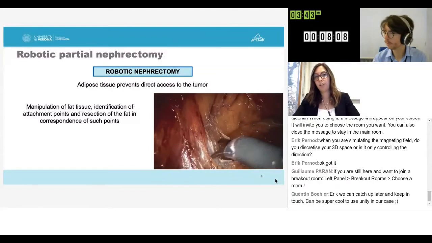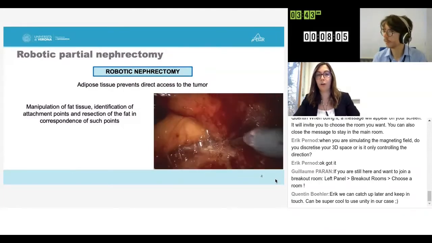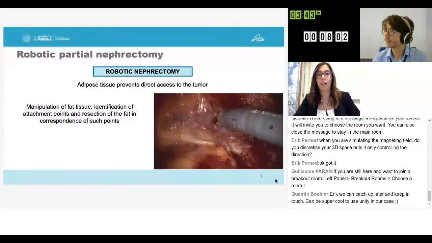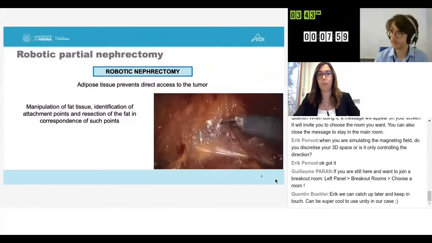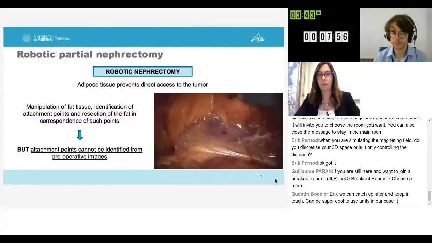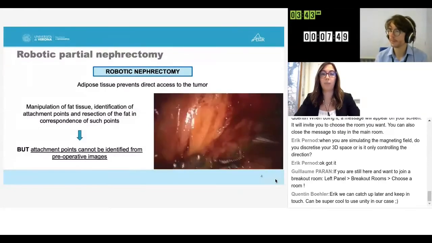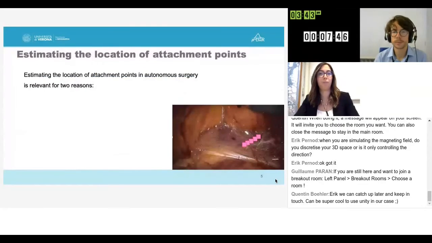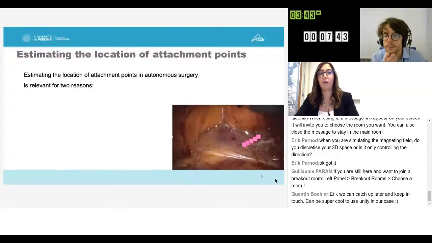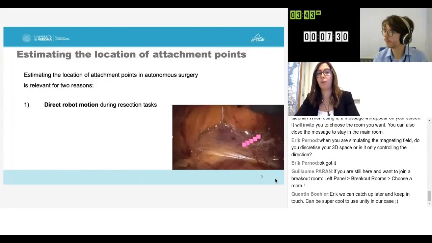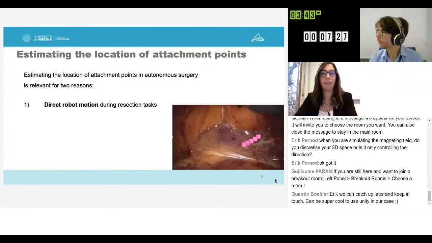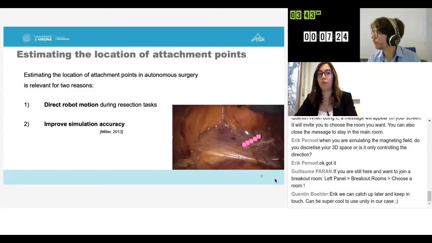So if we imagine an autonomous agent that has to perform this kind of task, it should know where these attachment points are. But actually, this kind of information is not something that can be extracted from preoperative data. So the robot has to understand where these points are during the surgery itself. Understanding and estimating where the attachment points are is relevant in autonomous surgery for two main reasons. First of all, because we can direct the robot motion more precisely in order to perform these resection tasks. And as a second point, it also allows to improve the simulation accuracy.